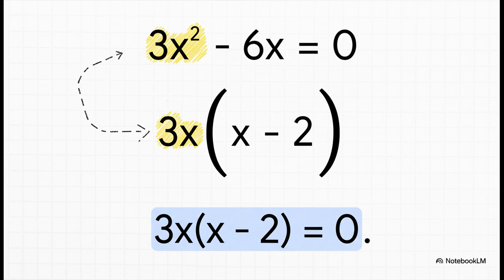Just look at the two terms. See how they both have a 3x in them? So if we pull that 3x out to the front, what are we left with inside the parentheses? Just x minus 2. And this new version is way easier to solve.